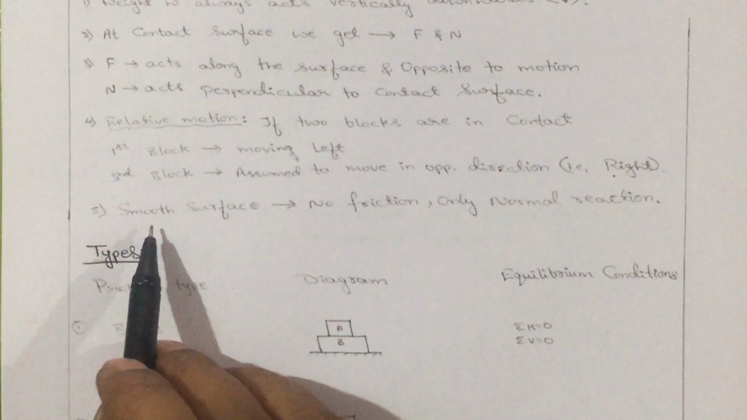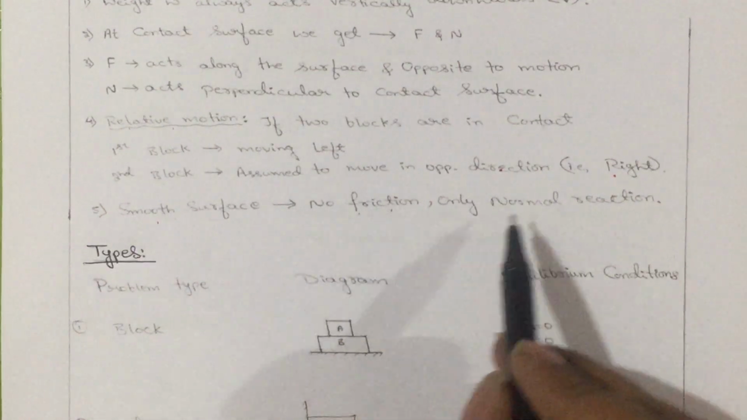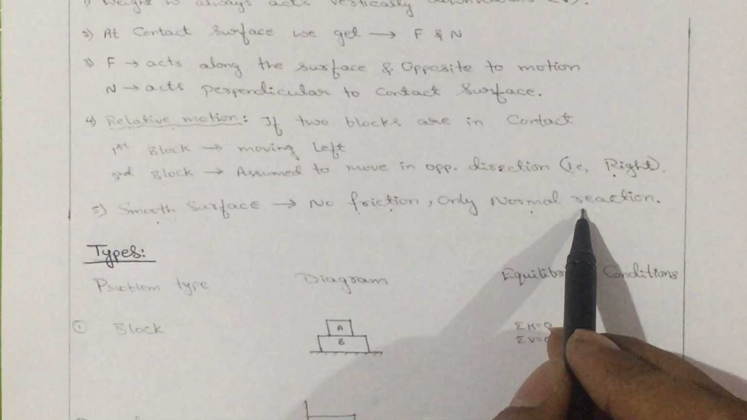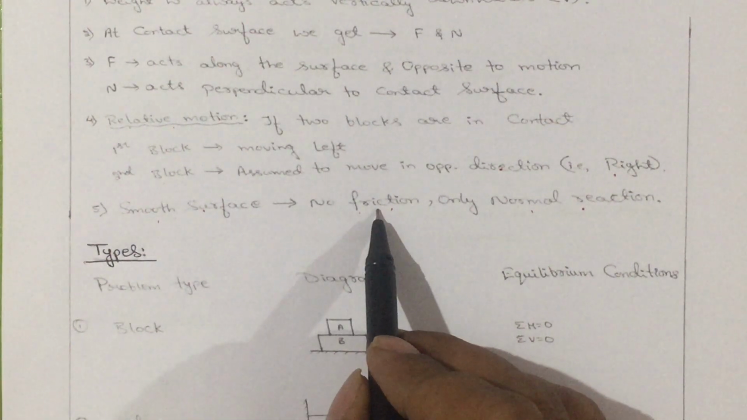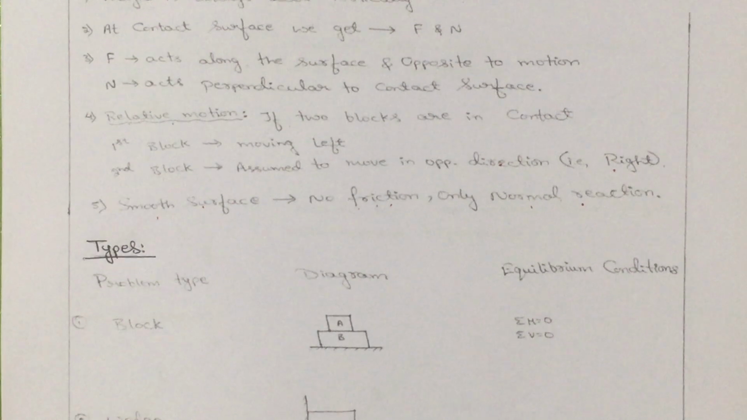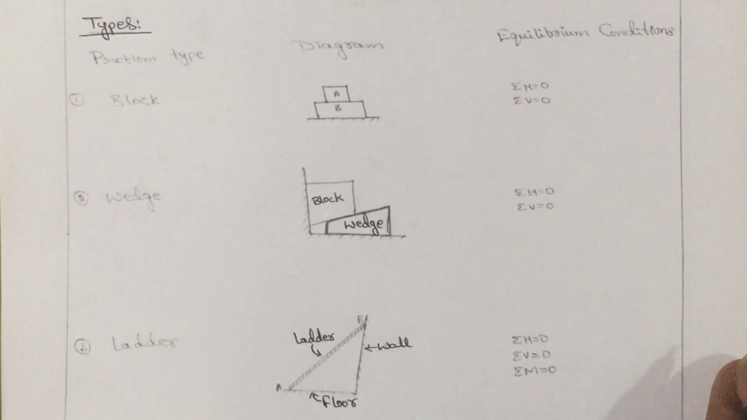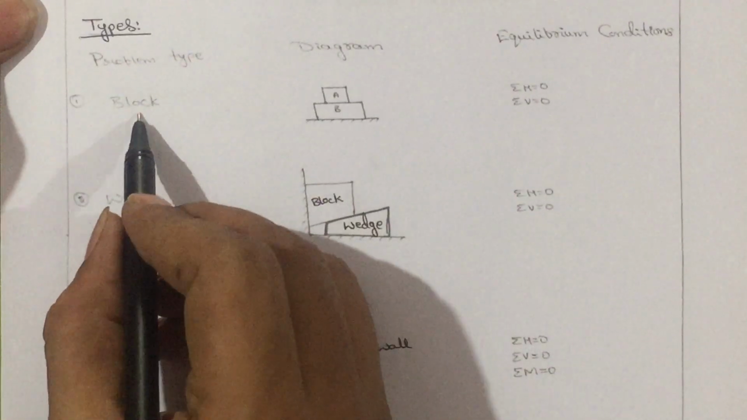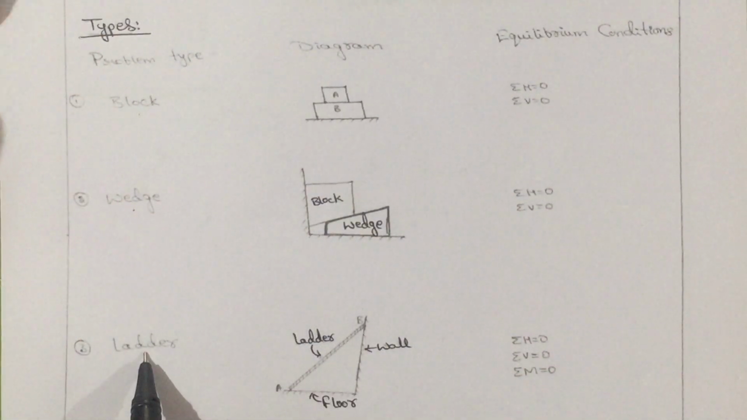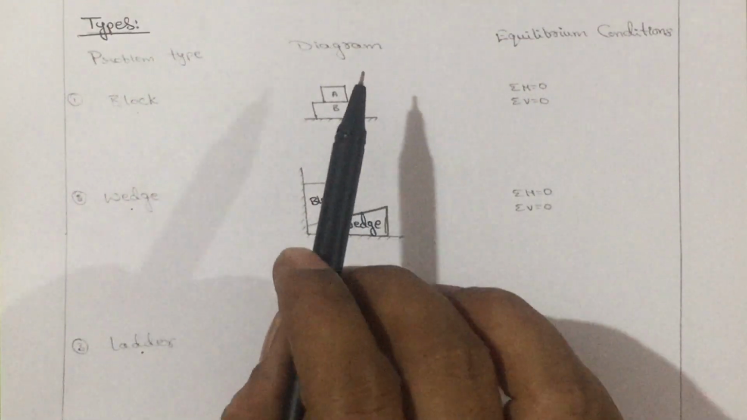Then smooth surface. If it is a smooth surface, there will be no friction, only the normal reaction will be there. Please remember this. Then if we come to the types of problems in this particular unit, there are three types of problems: block, wedge and ladder friction problems.